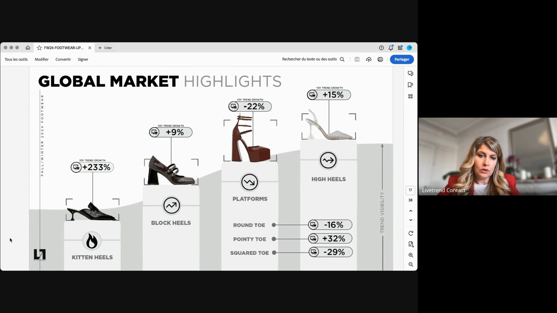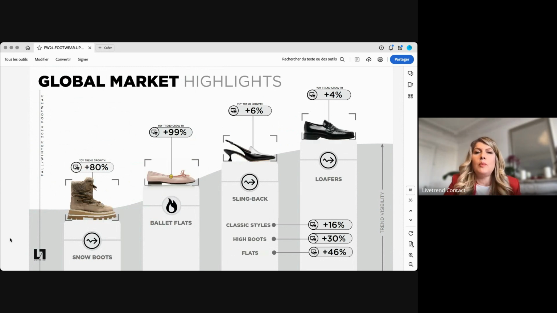And also the square toe, which was very important in visibility and in the fashion shows, because we can see that in the market not all the brands really go for this shape, but it's still a very important shape. And we are also seeing those hybrid shapes in between pointy and squared. So it's really about details. It's really about working on these two different shapes.